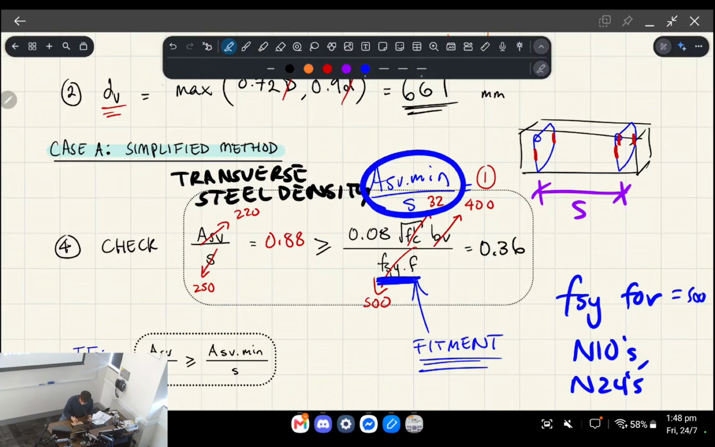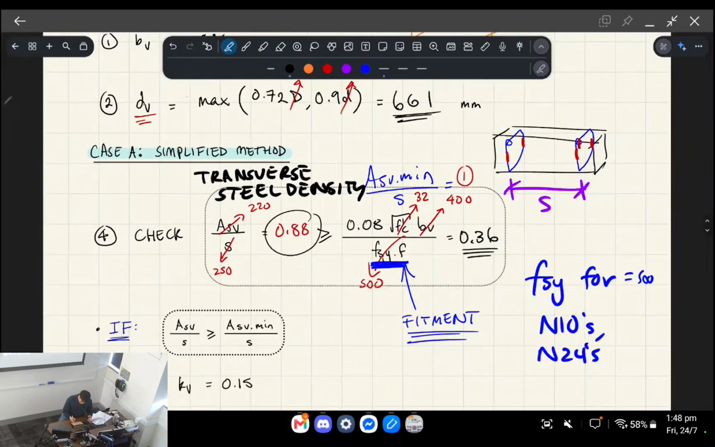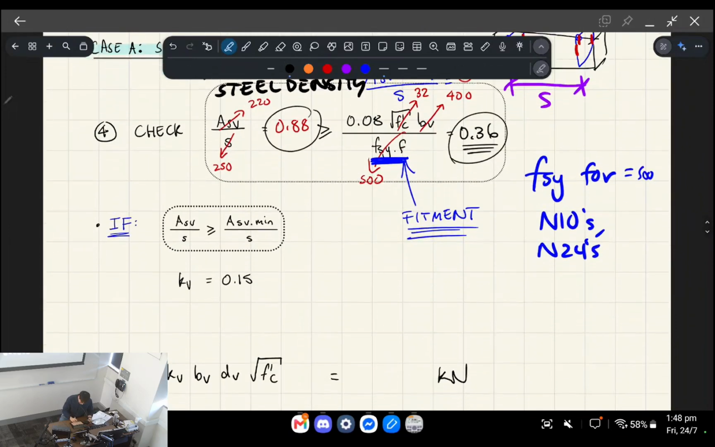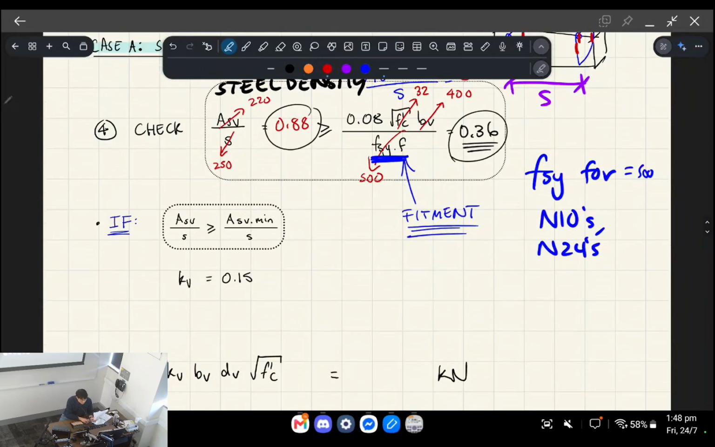All right, so once we do this calculation in our calculator, we get that the minimum, so this is the minimum density that's permitted, right? The minimum density is 0.36, right? So we know that our steel density that we've provided is greater than the minimum steel density, right? And so if that's the case, if I scroll down on my notes, which are on the left, okay. If that's the case, right, so in the top scenario that you can see on the left there, KV is simply 0.15, okay, simple method, easy as, all right.